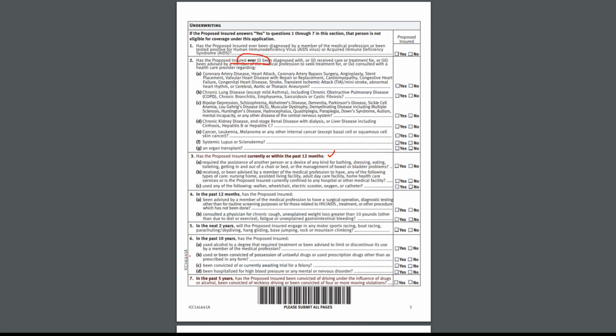If they've been hospitalized for high blood pressure or a mental nervous disorder, they're not going to qualify. And then in the past 5 years, has the proposed insured been convicted of driving under the influence of drugs or alcohol, been convicted of reckless driving, or been convicted of 4 or more moving violations within the last 5 years?